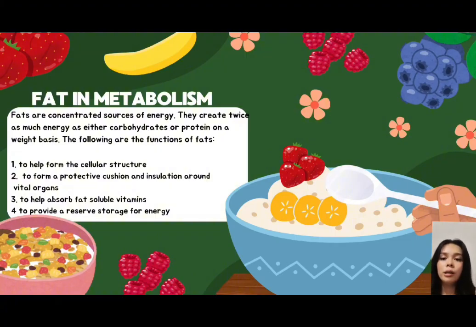So, number two, protect and insulate vital organs. Fat forms a protective cushion around vital organs such as the heart, kidney, and liver. It also helps keep the body warm by reducing heat loss.